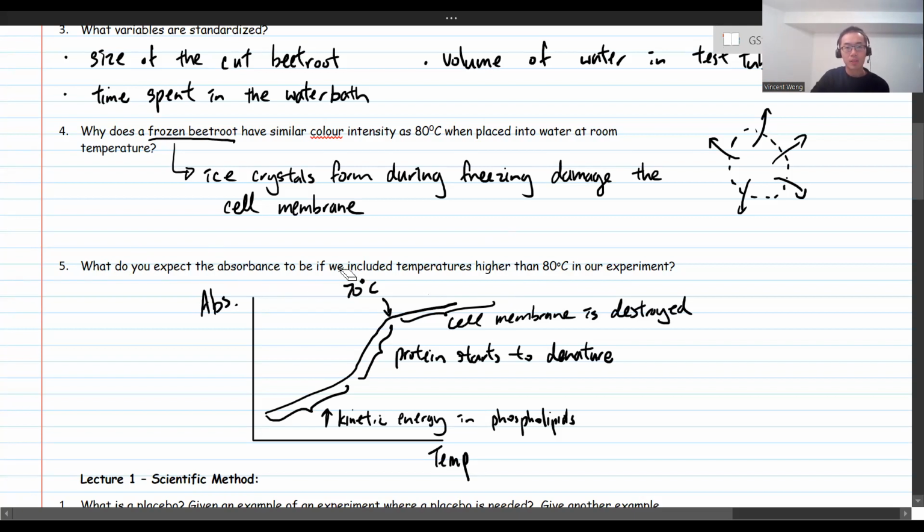So what do you expect the absorbance to be if we go to a higher temperature, right? No change. Everything is already leaked out.